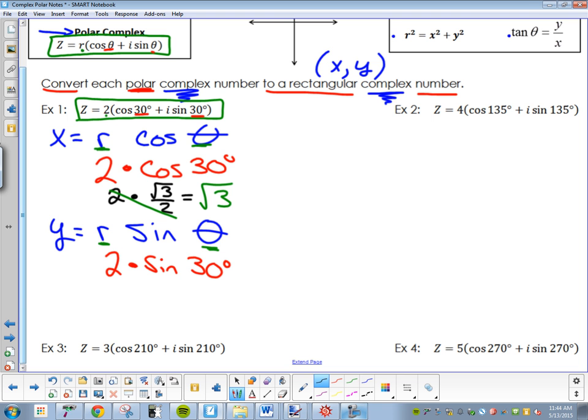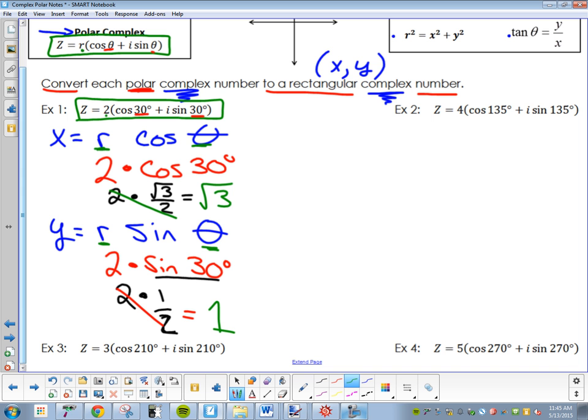And we can do the same thing with our y. It's going to be 2 times sine of 30. So I go to 30 degrees, I look up my y value. It's 1/2. Can I reduce that? What's half of 2? Half of 2 is 1. The 2's cancel again. My y value is 1.